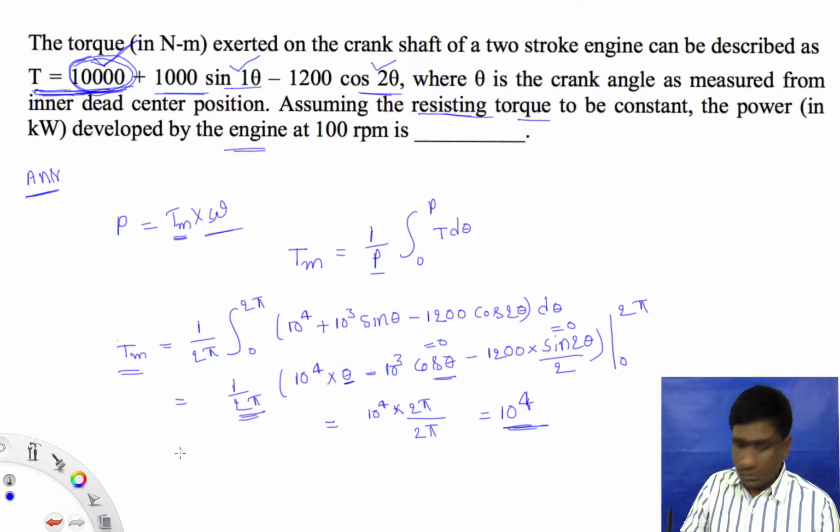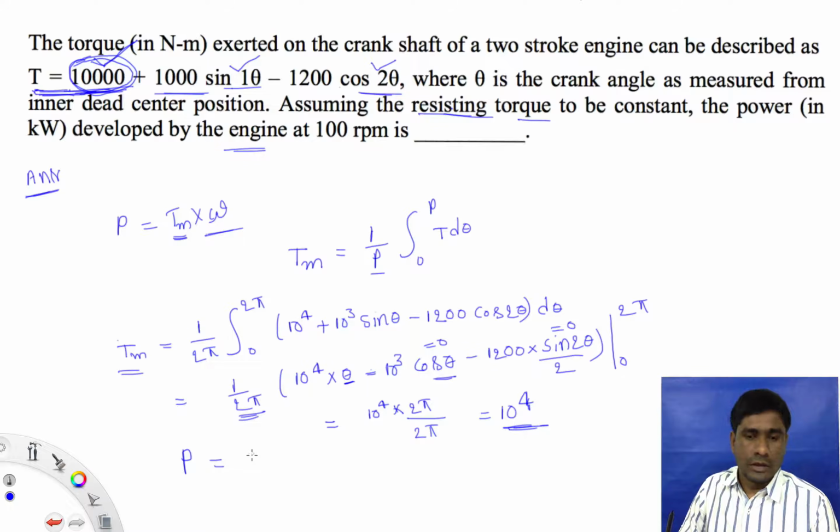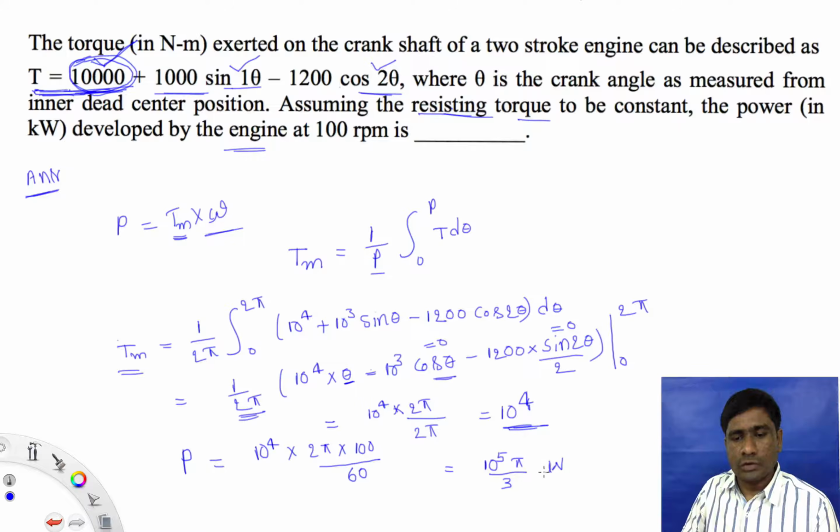And here power P equals T mean, that is 10 power 4, into omega, equal to 2 pi into N, where N is 100 rpm. When it is rpm, you divide by 60. So the zeros get cancelled, and 2 in this one, 3 times. So 10 power 5 pi by 3. What is the unit of power? Watts. That is joule per second. So this is the answer.